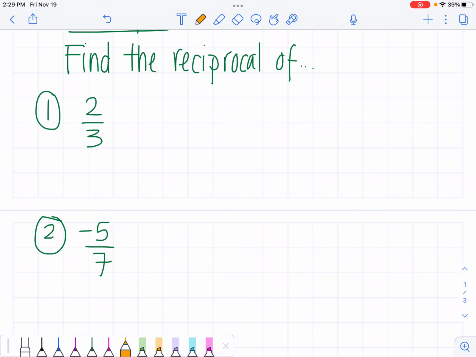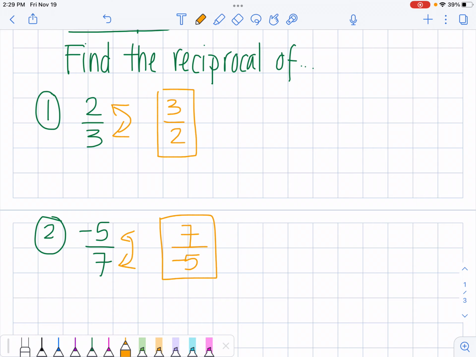So find the reciprocal of 2/3. So I literally take my number and I flip it. So this would be 3 over 2. And that's it. Okay, next one. Negative 5 over 7. I'm going to take them and I'm going to flip them over. So this would be 7 over negative 5.